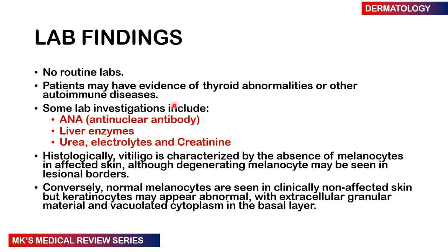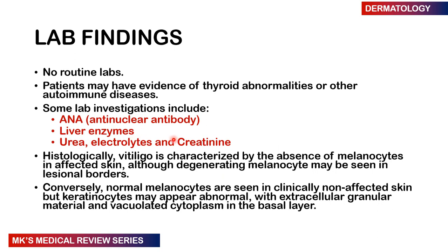There are no routine labs that we can actually do to make a diagnosis, but patients may actually have evidence of thyroid disease or other autoimmune conditions where you may want to order certain labs, such as antinuclear antibodies. You may also order liver enzymes, urea, electrolytes, and creatinine.